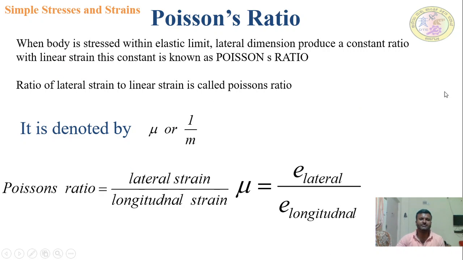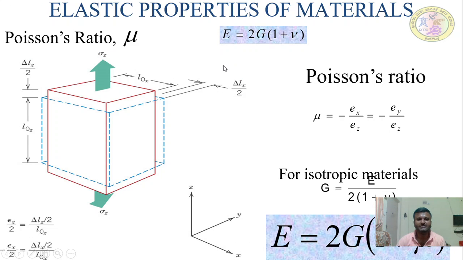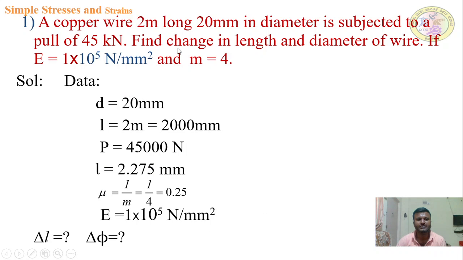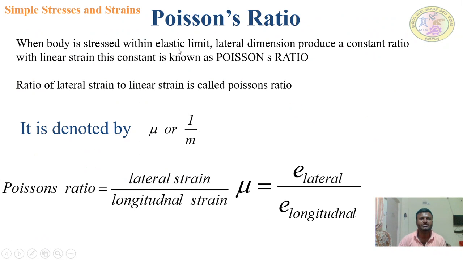Okay, next I need to discuss one more topic, which is Poisson's ratio. What is meant by Poisson's ratio? Why do we need to find it? There are certain relations we need to establish while finding the stresses or strains in the members. Those relations are called elastic constants.